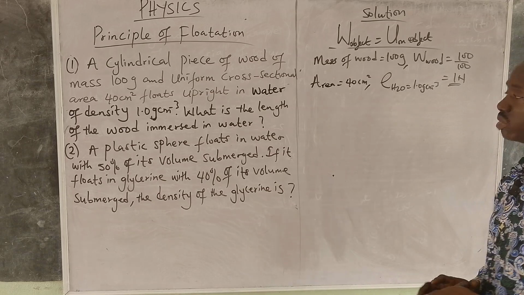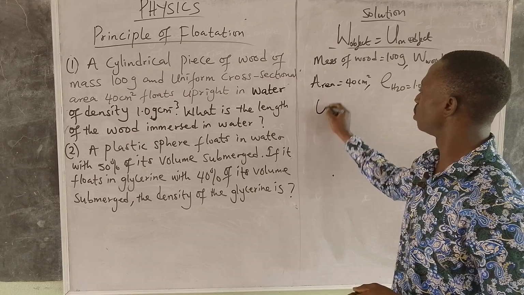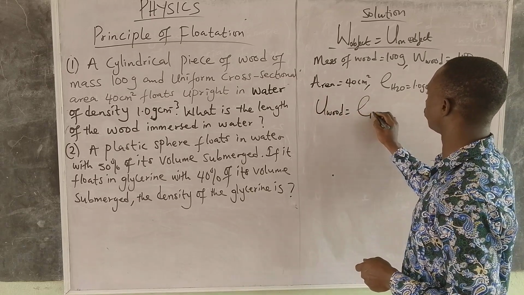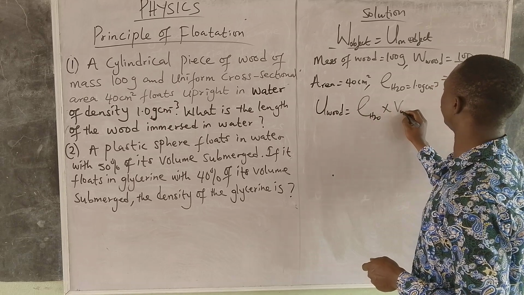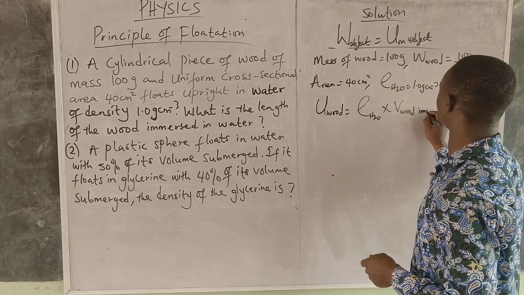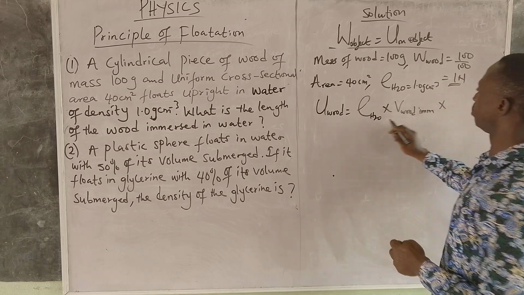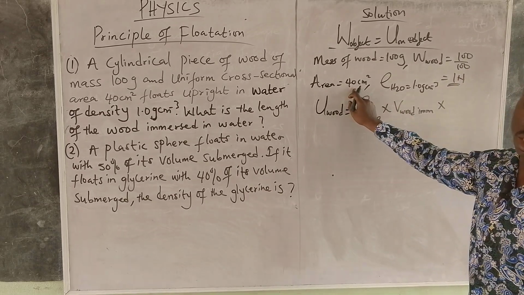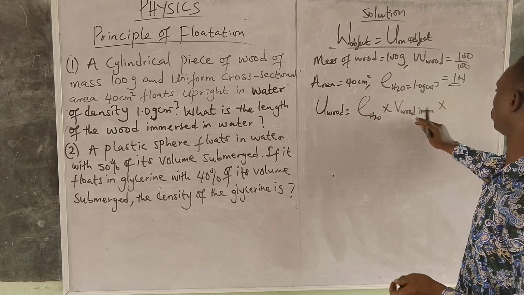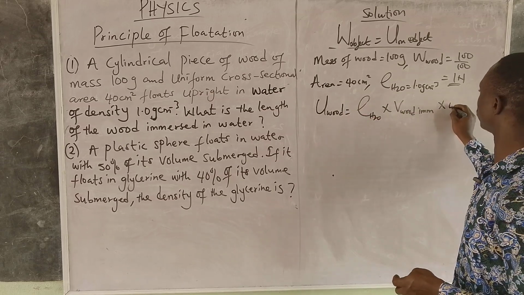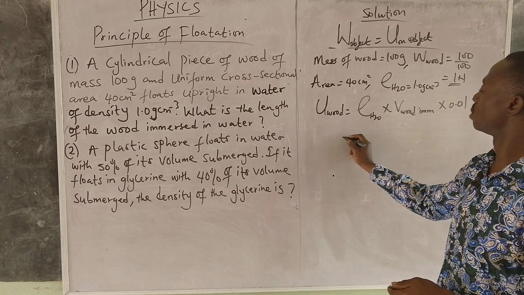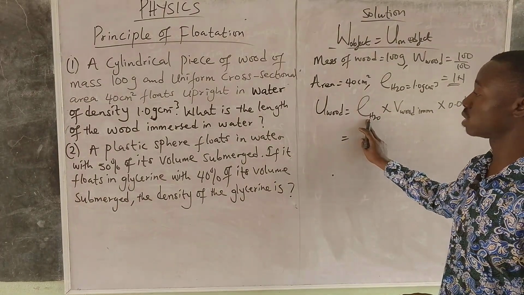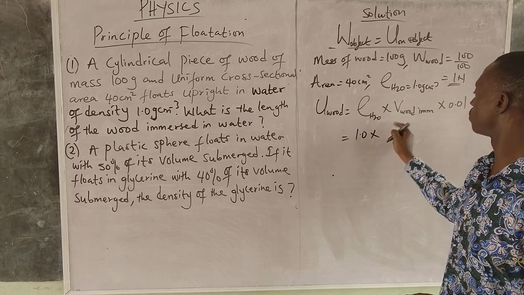Now, how do we get the length of the wood immersed in water? Let's get upthrust. Upthrust on wood equals density of water times volume of wood immersed, then times g. Now, density is in gram per cm cubed, volume is in cm cubed, area is in centimeter square. So, well, volume is going to be in cm cubed, then times 0.01. All right. If you can remember my first video, I did something like this. All right. So what's density? 1.0. Then what's the volume?